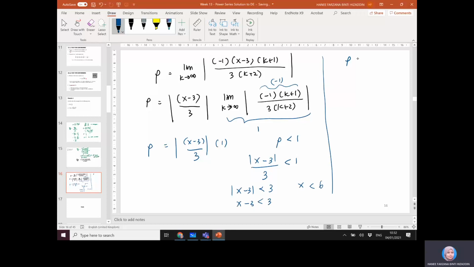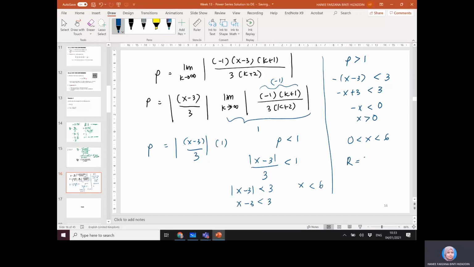You also know that the series will diverge when rho is greater than 1. So you also do, minus of (x minus 3) is less than 3. So you see that the interval of convergence is between 0 and 6. So x must lie between 0 and 6. Thus the radius of convergence is 3.